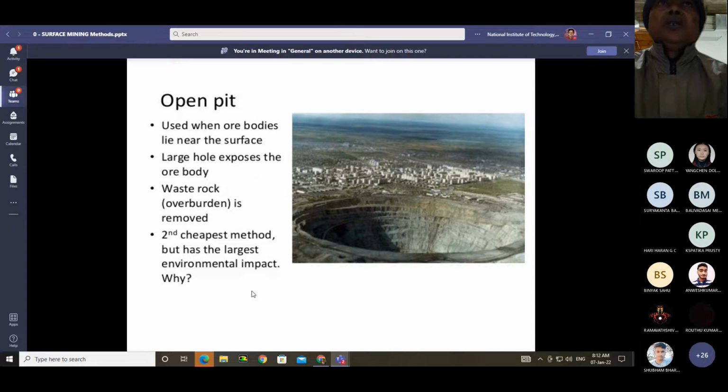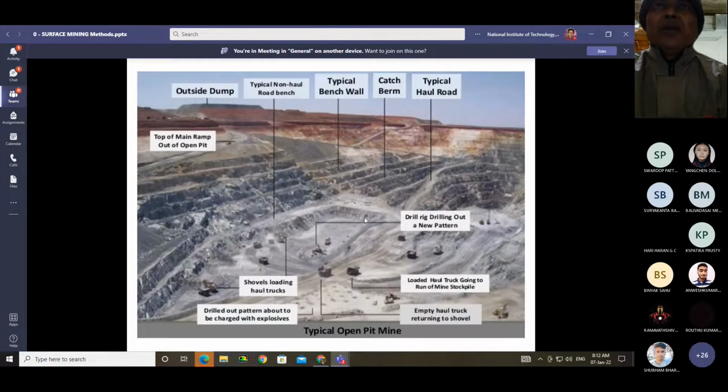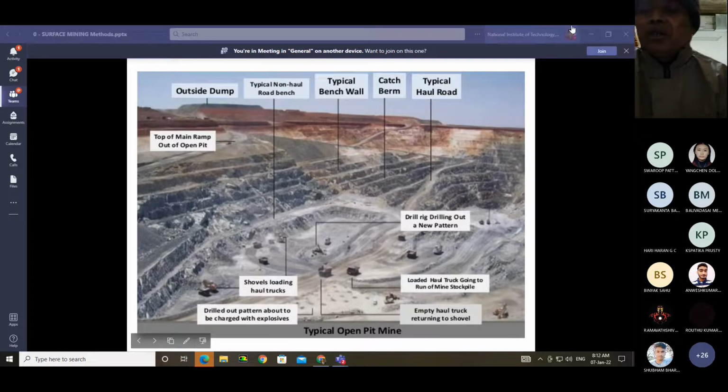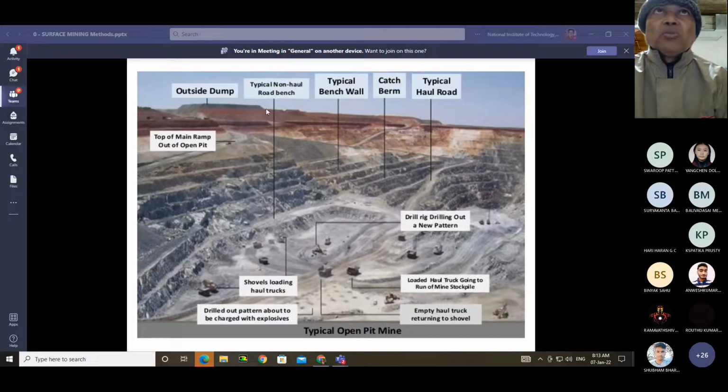So this is the mine layout, open pit mining picture, showing a typical open pit mine. This is the outside dump area where the waste material is dumped. This is the typical haul road bench.